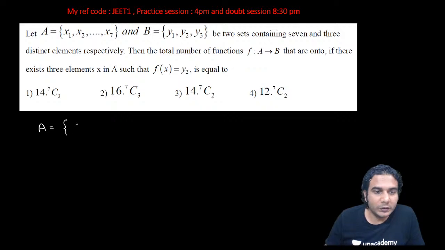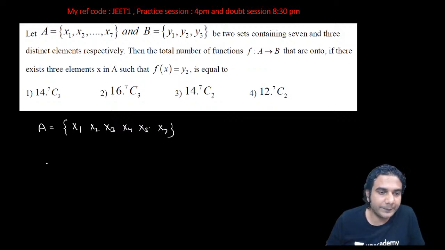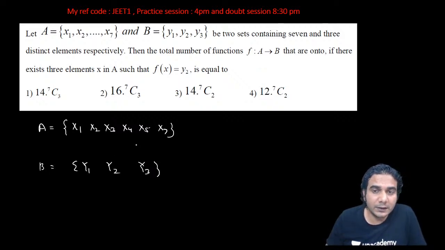Okay, so let's do this also. You have x1, x2, x3, x4, x5, x6 and x7, seven elements in set A. And set B has only three elements, y1, y2, and y3. Now, what is the condition? We have sets containing 7 and 3 elements. The total number of functions from A to B that are onto. Okay, so you need to form onto functions.